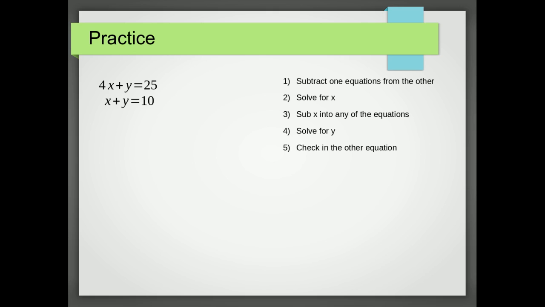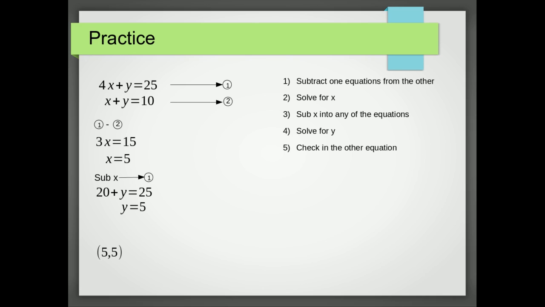Okay, let's see how you've done. So the first thing you should do is always label your equations. Step 1 says we're going to subtract one equation away from the other, and I'm going to go for the one with the most number of x's. That's always going to be simpler. So I'm going to have equation 1 take away equation 2. So 4x take away x is 3x, 25 take away 10 is 15. We solve that to get x equals 5.